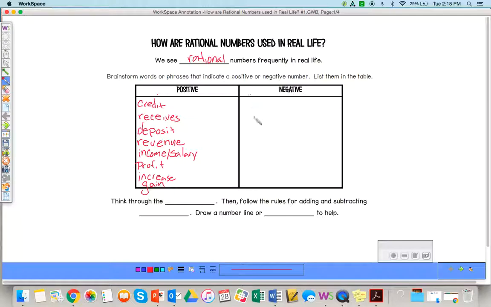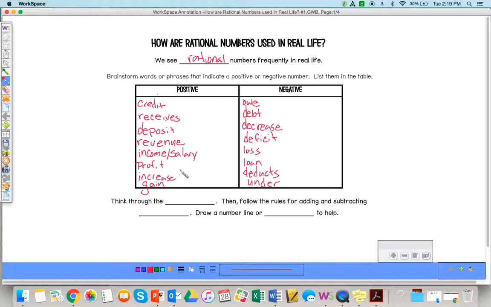Okay, in our negative column, we're going to have owe, debt, decrease, deficit, loss, loan, deducts, and under.